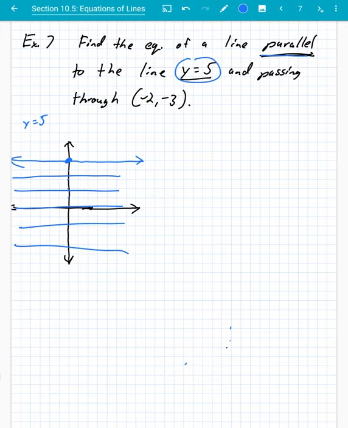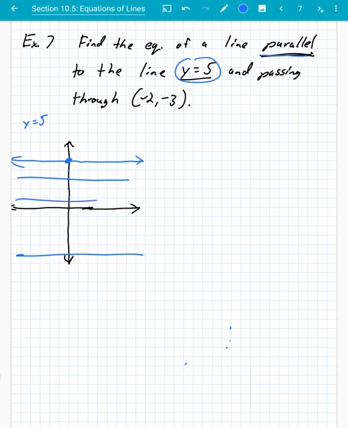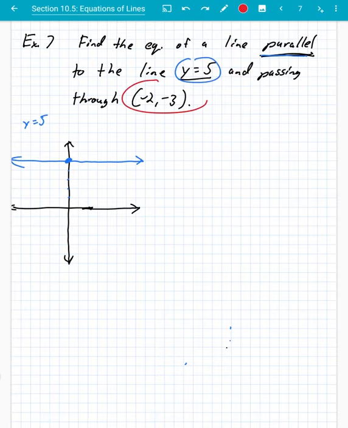It's a matter of where do I put it. Am I going to put the line somewhere like here? Is it going to go here? Is it going to go here? Is it going to go here? We need to find the other line that's parallel to it, but also goes through this point.